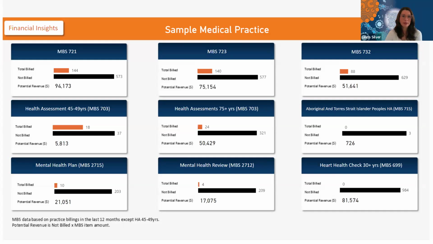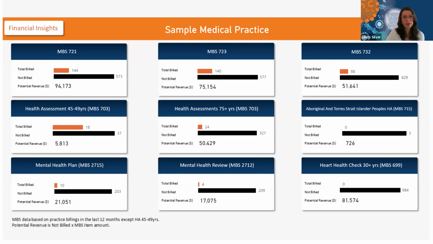The last one is heart health check, which is directly related to the quality improvement measure on cardiovascular disease risk, because to perform the heart health check, it relies on having that information available to calculate it, to be able to bill MBS 699.